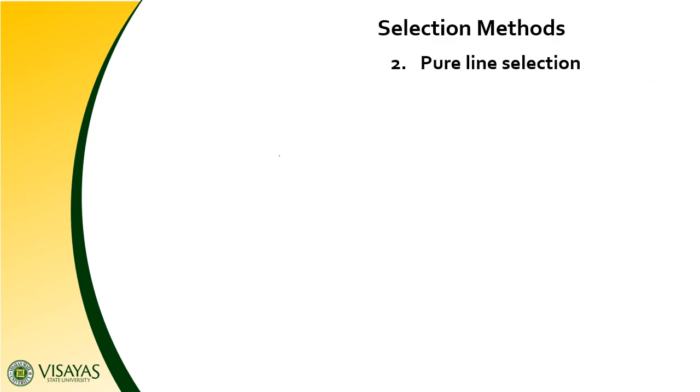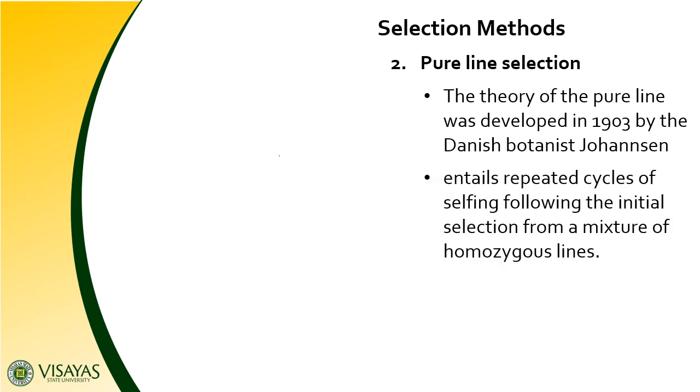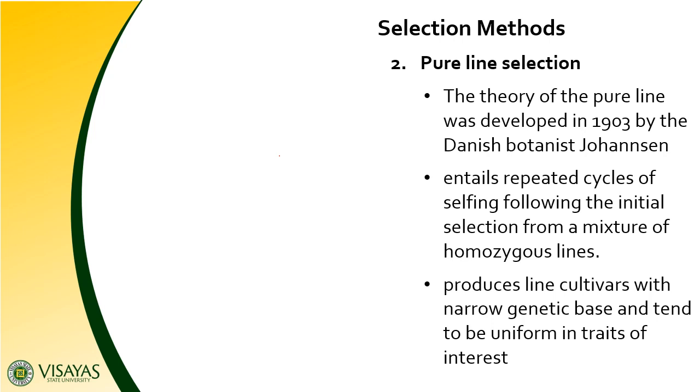So you have here the second selection method, pure line selection. The theory of pure line was developed in 1903 by a Danish botanist called Johannsen. Pure line selection entails repeated cycles of selfing following the initial selection of a mixture of homozygous lines, and it produces line cultivars with a narrow genetic base that tend to be uniform in the trait of interest.